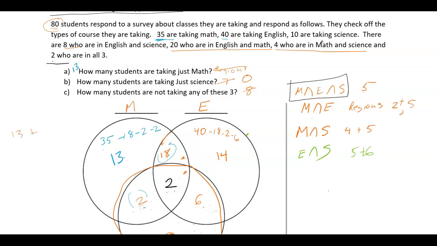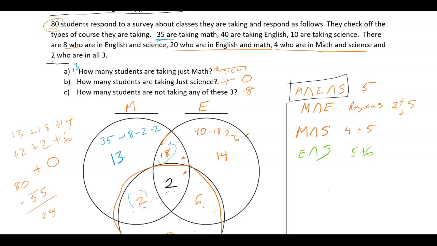I have 13 plus 18, region 1, region 2, region 3, plus region 4, plus region 5, plus region 6, plus region 7. These numbers add up to 55. 6 and 2 is 8, and 2 is 10, 14 is 24, and 18 would be 42, and 13 would be 55. There's only 55 students accounted for in these circles. I had 80 students total. So 80 minus 55 gives me 25.